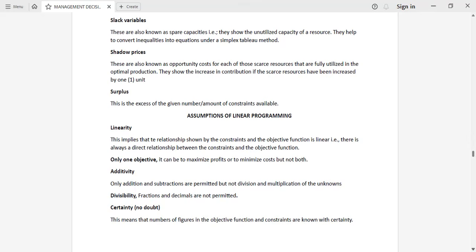Then the other one is additivity. In other words, only additions and subtractions are permitted in linear programming. We don't have divisions and we don't have multiplications of unknowns. We are either adding or we are subtracting. There is no way we can say that we are going to be multiplying the unknowns or dividing the unknowns.